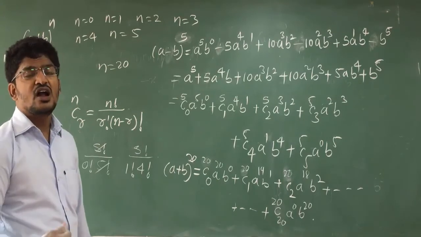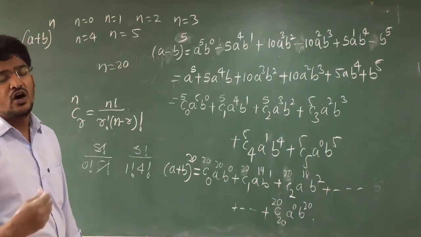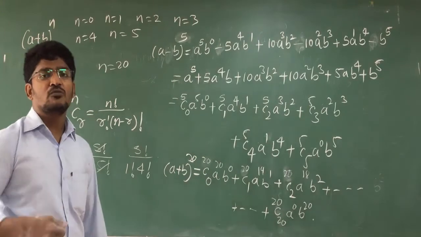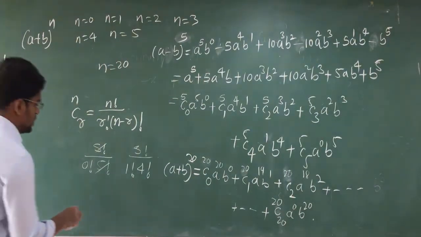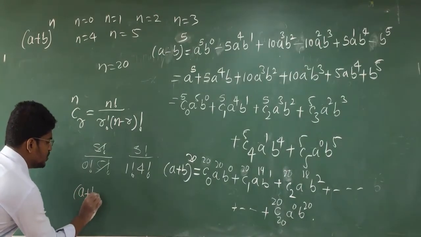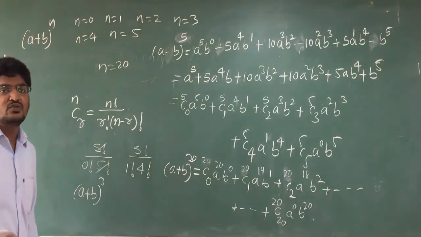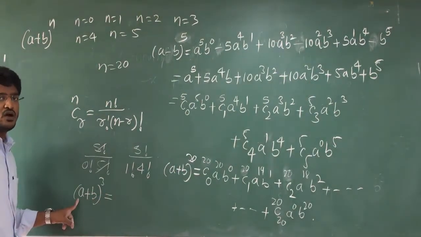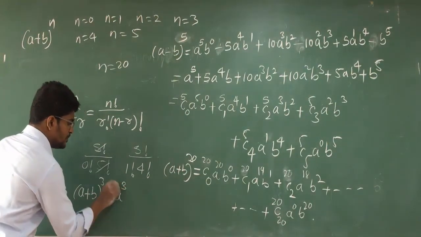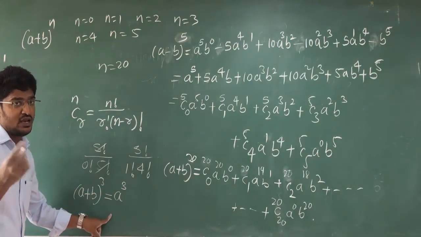So you don't need to learn by heart any formula of the type a plus b whole cube. Now see how easily we can write a plus b whole cube. Every time you don't need to memorize the formulas. Just write the first term: a cube, that is 3C0, which is 1.